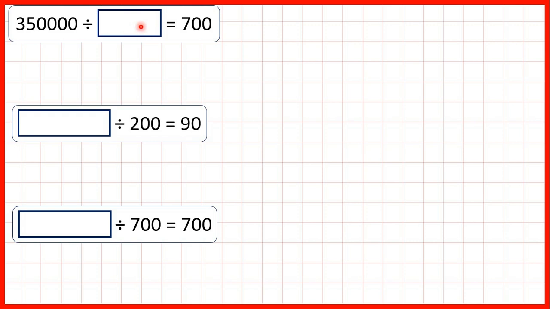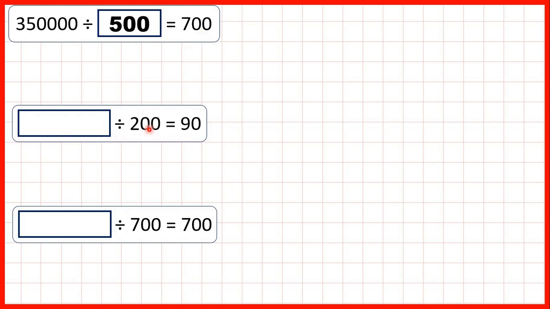350,000 divided by what equals 700? Well, 35 divided by 5 is 7. Here we have two end zeros in our quotient, but we have a total of 4 end zeros in our dividend. So two of these end zeros must have been cancelled with our divisor, so we need two end zeros in our divisor. 3,500 divided by 5 is 700, because the zeros that we've not cancelled in our dividend need to be written in our quotient as well. But that means that 350,000 divided by 500 is 700.